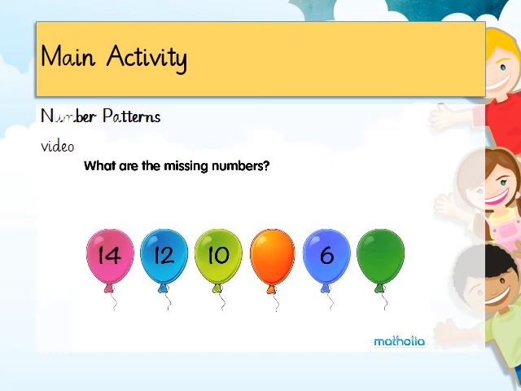What are the missing numbers? 14 minus 2 is 12. 12 minus 2 is 10. In each step, the numbers are going down by 2. 10 minus 2 is 8. 6 minus 2 is 4. The missing numbers are 8 and 4.